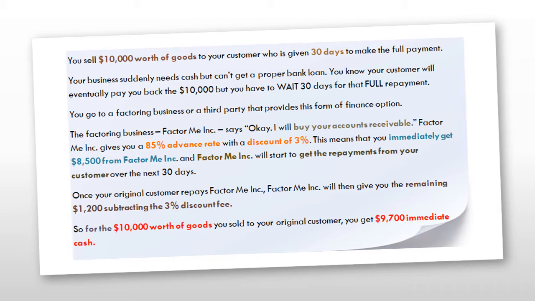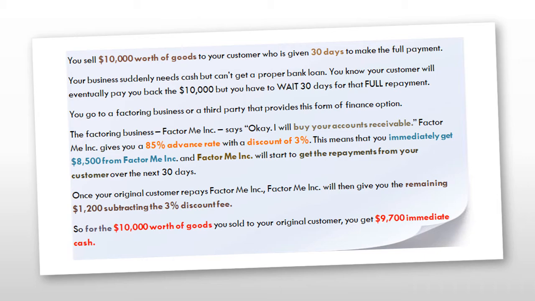this transaction. So the factoring business, Factor Me Inc., says, okay, I'll buy your accounts receivable. Factor Me Inc. gives you an 85% advance rate with a discount of 3%. This means that you're immediately going to get $8,500 from Factor Me. Factor Me will start to get the repayments from your customer over the next 30 days. Once your original customer repays Factor Me Inc., then they will give you the remaining $1,200, subtracting the 3% discount fee.